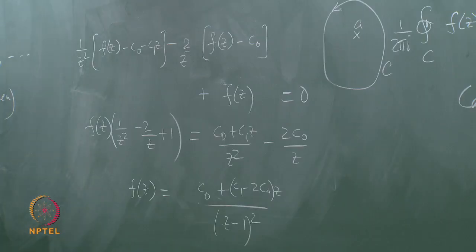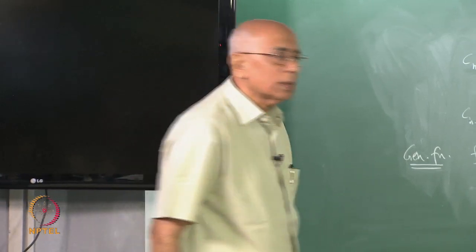So you give me C0 and C1, I put that in and I discover the generating function is just a rational function, the ratio of two polynomials in z.